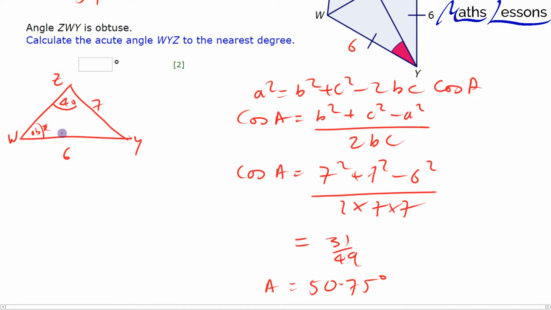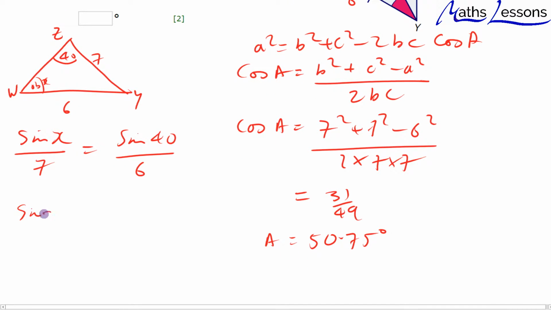And we need to find that out first because we've got a side, an opposite angle, and the opposite angle on a side. We can use sine rule to find this side. But we can't find this one straight away because we don't have an opposite side. So therefore, if we find this angle, then we'll be able to find that angle by taking it away from 180 degrees. So sine of x over 7 will equal sine of 40 over 6. So sine x will equal 7/6 of sine of 40, timesing this side by 7.